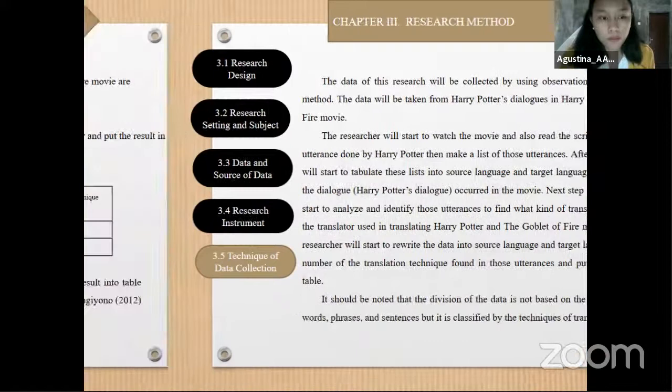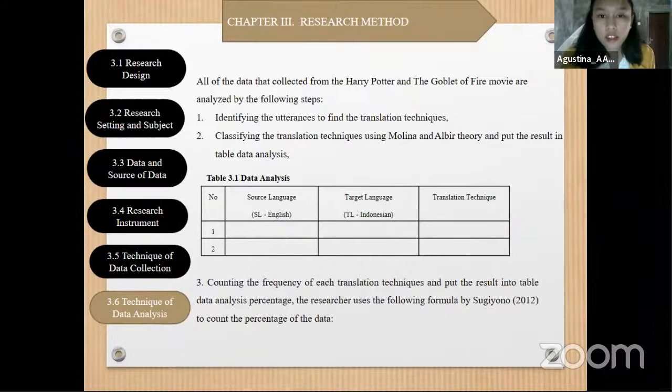Technique of data analysis. All of the data collected from the Harry Potter and the Goblet of Fire movie are analyzed by the following steps. First, identifying the utterances to find the translation technique. Second, classifying the translation technique using Molina and Albir theory and putting the result into the data analysis table. As you can see, the data analysis table consists of source language, target language, and translation technique.